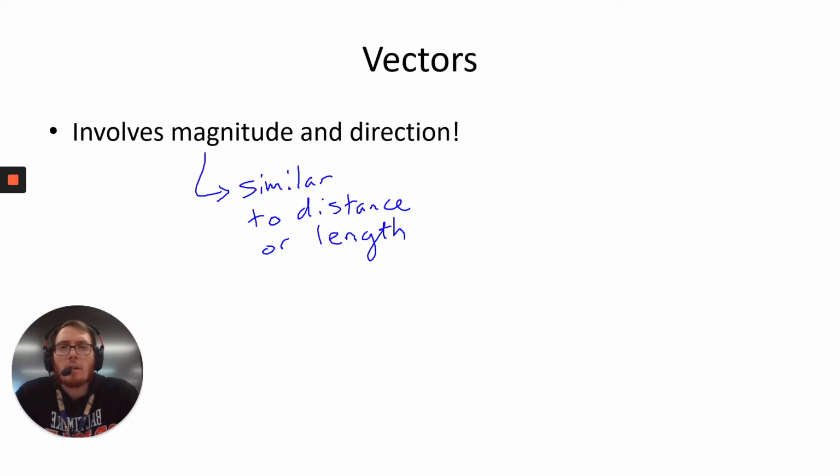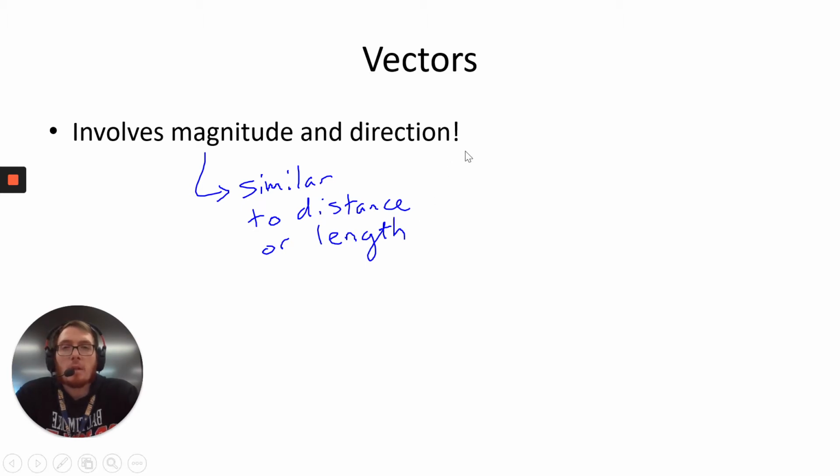So let's go ahead and get started with what a vector is. A vector is something that includes a magnitude and a direction. The magnitude, you can think of as similar to a length or a distance, like from A to B, for example. And then the direction is which way it's going.